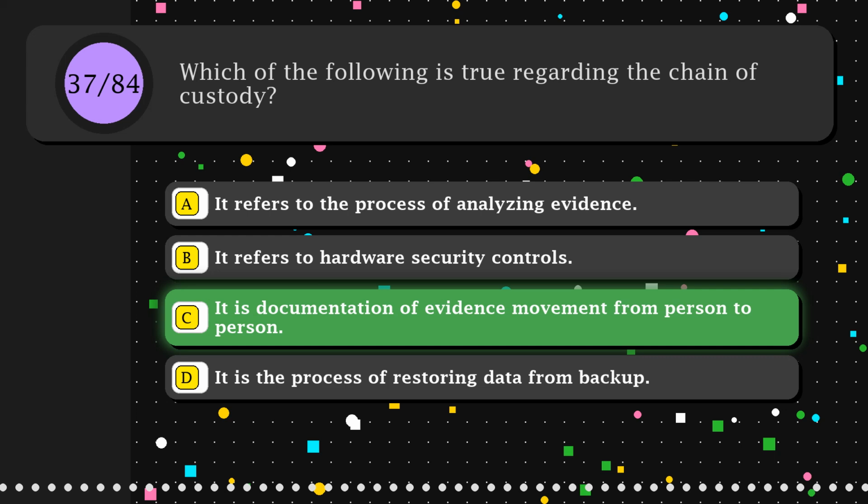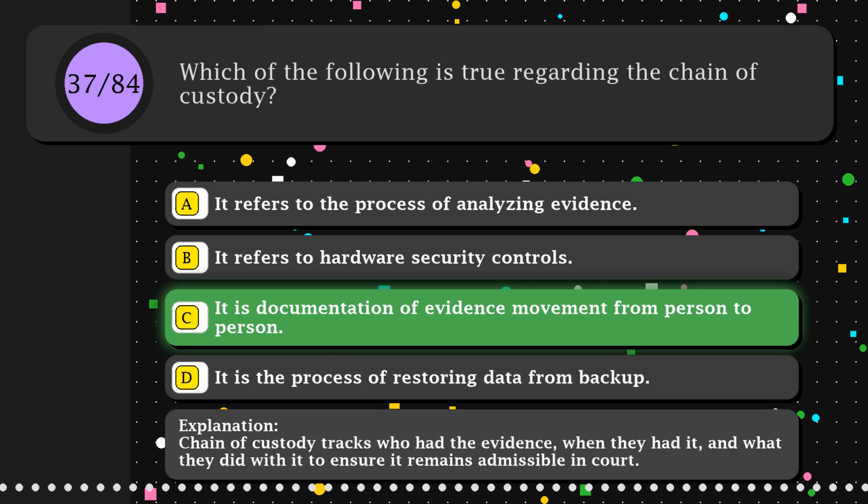The correct answer is option C, it is documentation of evidence movement from person to person. Chain of custody tracks who had the evidence, when they had it, and what they did with it to ensure it remains admissible in court.